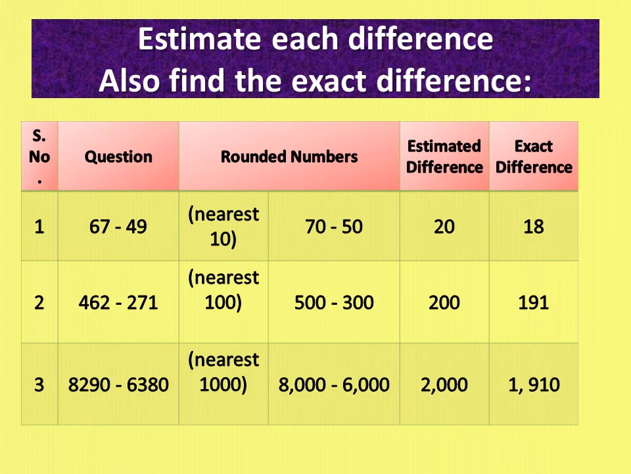Now again we have this table just as we had done in the case of sum. Here we are given three numbers. You have to round them off to their corresponding place and then find the estimated difference and the exact difference. For example, in case of 67 minus 49, first we round them off to their nearest 10. So it comes out to be 70 minus 50. Estimated difference will be 20 and exact difference will be 18. Okay. So you can do the same thing for hundreds and thousands place as well.